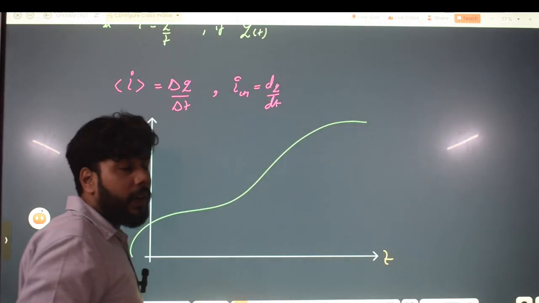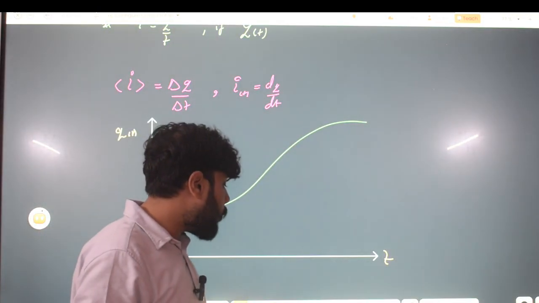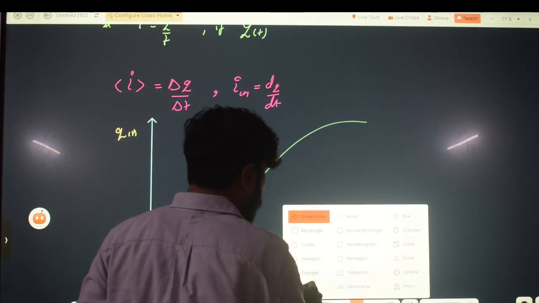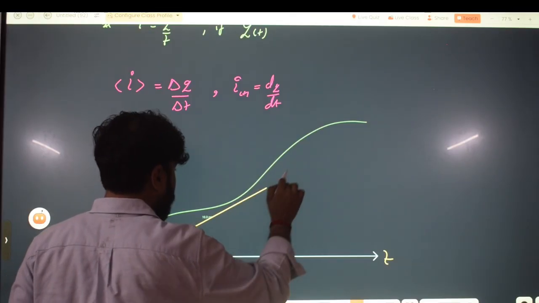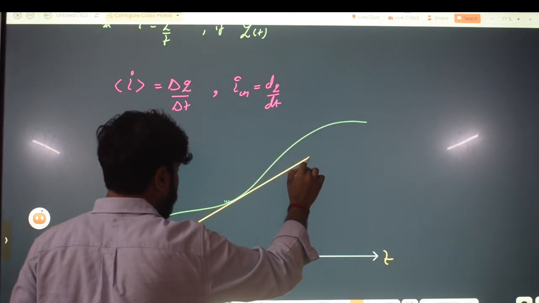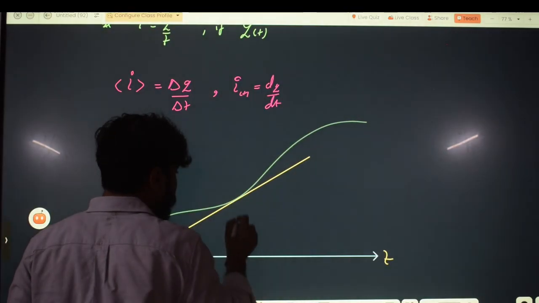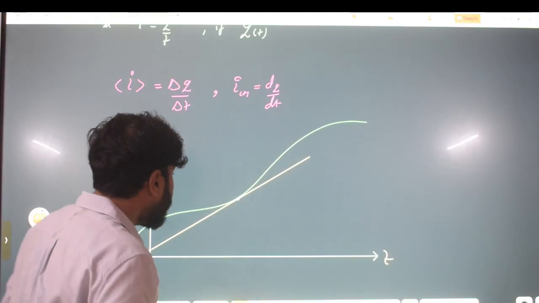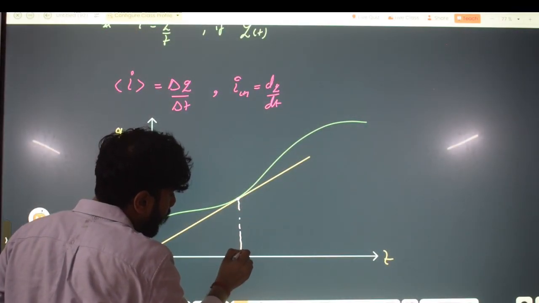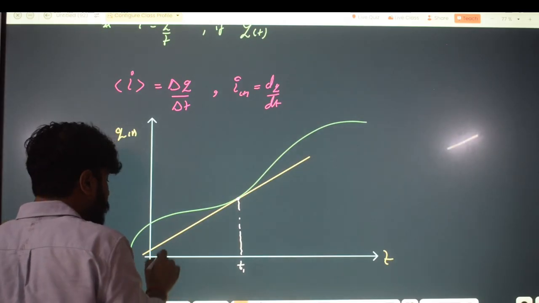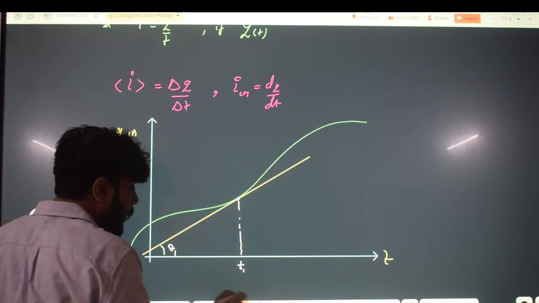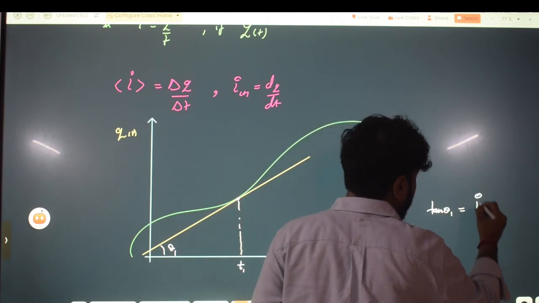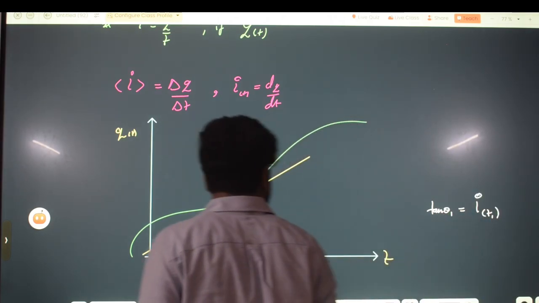If you are finding instantaneous current, then what you are actually doing is drawing the tangent on a graph. All of this is just basics of 11th class, if you remember things. If you are drawing the tangent, that means your tangent will have only one point of contact. That means you are finding the slope of the graph at a particular value. Let's call it t1. So this will give you theta 1, and that tan theta 1 will be your instantaneous current at that particular time.